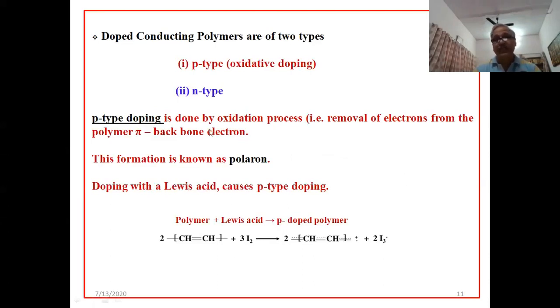P type doping is done by an oxidation process. Oxidation process means removal of electrons from the polymer pi backbone electrons. And this formation is known as polaron. And polaron is responsible for the conductivity in the p-type polymers. Doping with a Lewis acid causes p-type doping. We take polymers and react them with a Lewis acid and we get the p-type polymers. And here the acid takes an electron from the polyacetylene.